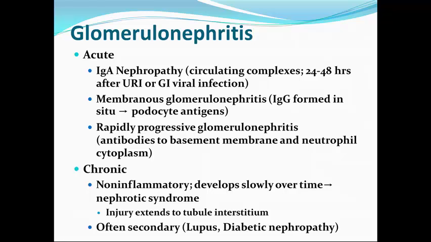Glomerulonephritis can also be chronic. Now, generally, a chronic glomerulonephritis tends to be non-inflammatory. This develops slowly over time and leads to a nephrotic syndrome. So you don't have that immediate inflammatory response. And what's critical about a chronic glomerulonephritis is that the injury is likely to extend into the tubular interstitium over the long term, and this can take 10 to 20 years.